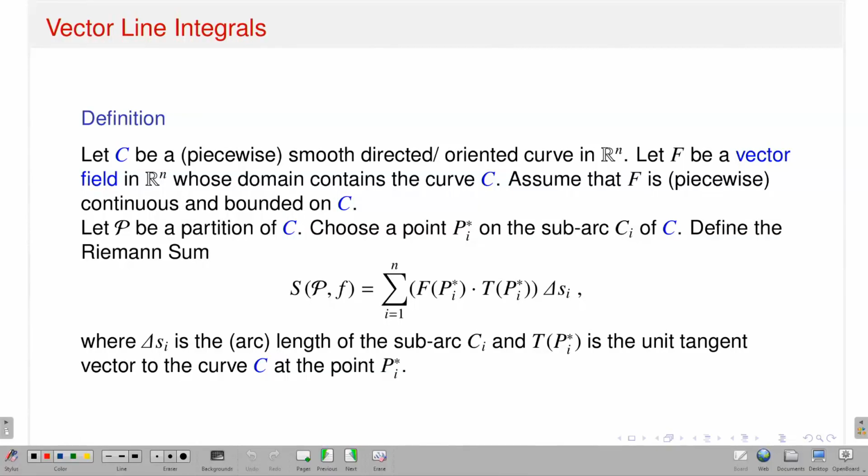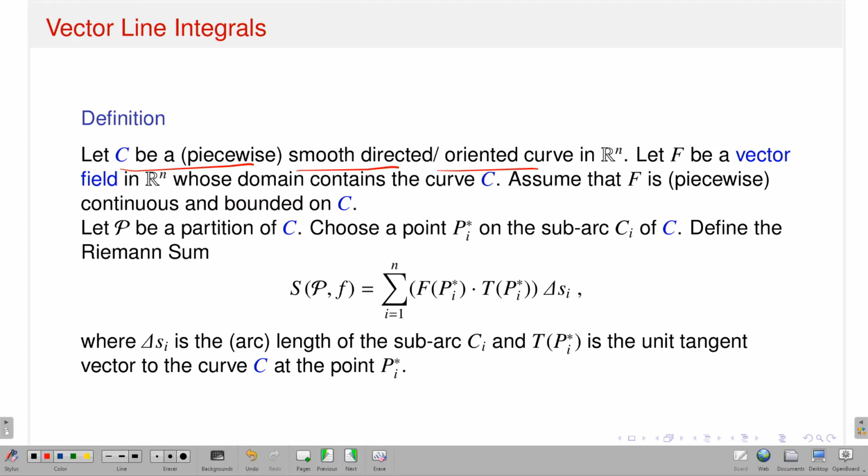Now what is the vector line integral? Let's start with a piecewise smooth directed or oriented curve. This time I am starting with a smooth or piecewise smooth directed, oriented curve in Rn. Suppose C has a parameterization, and there will be a natural orientation, some direction. Now this time, as I said last time when I was talking about the scalar line integral, I started with a scalar field.